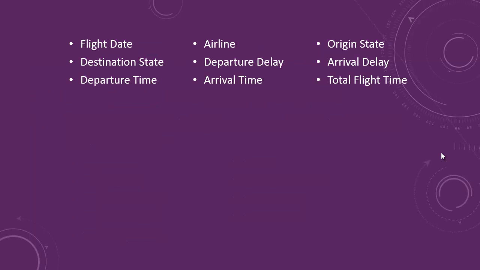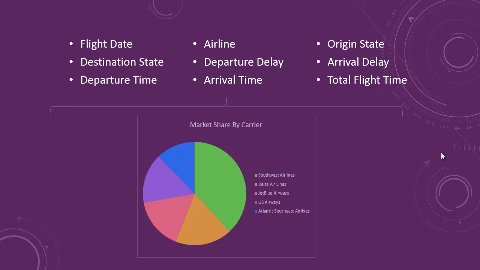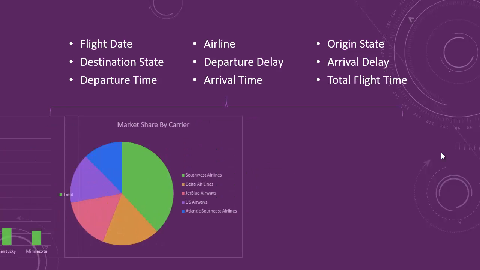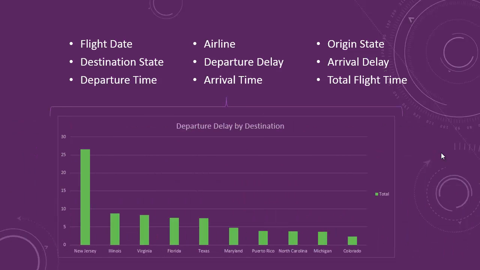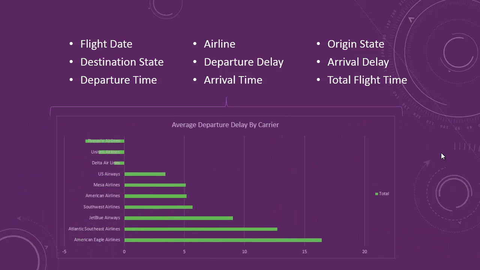For example, we can see which airline has the largest market share in a given state. We can see popular destinations for a given state, like if you wanted to answer the question, where do people in Tennessee like to fly to in January? We can also see average departure delay by destination and by airline, and average departure delay by carrier. These are just a few of the things that you can deduce by using only these 9 columns along with pivot tables, which is a feature I'll get into momentarily.